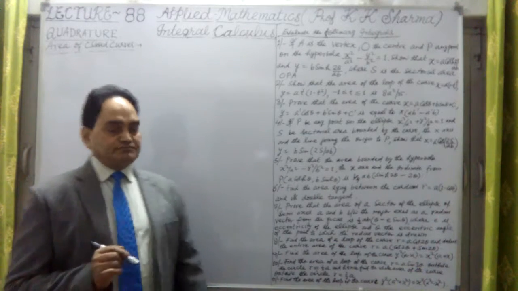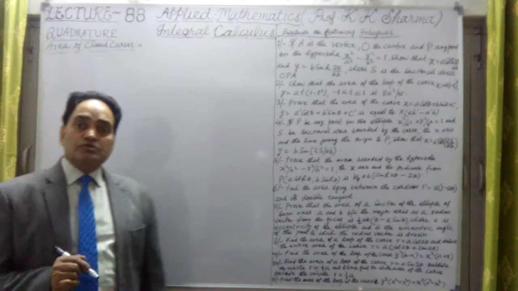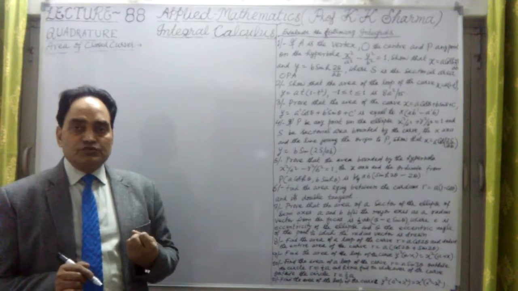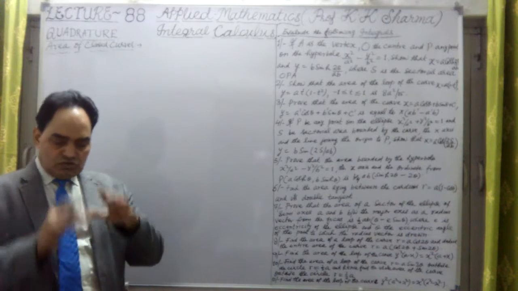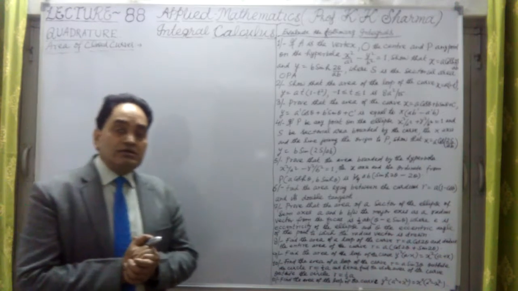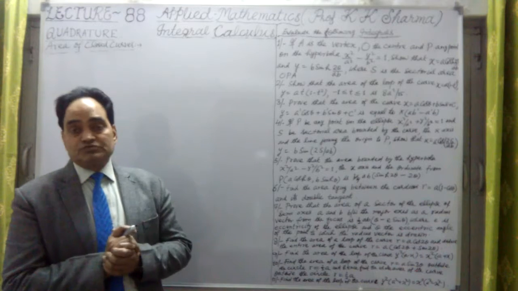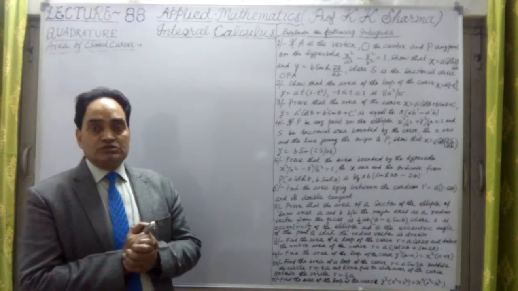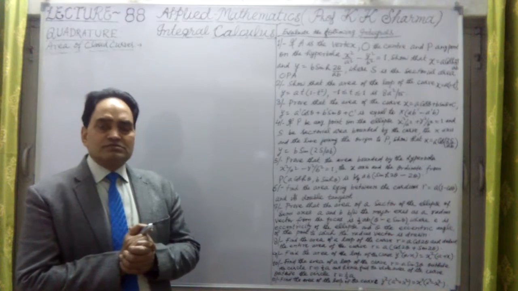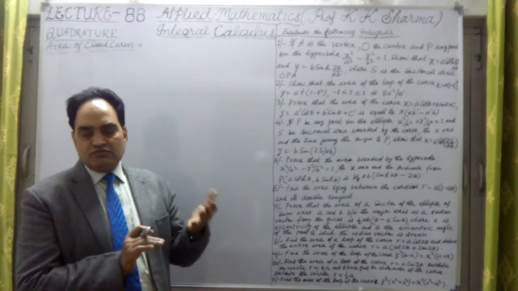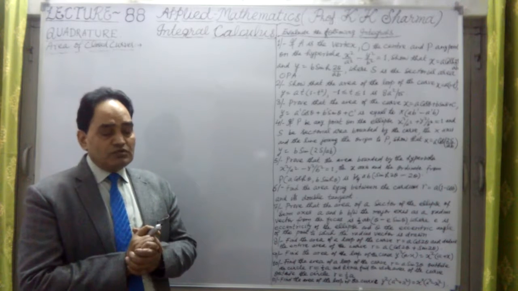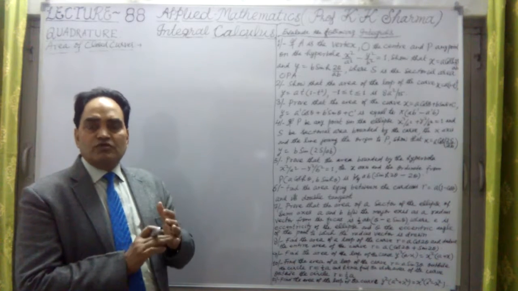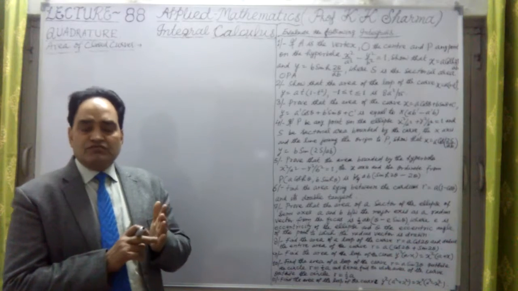Yes, hi guys. Today in this lecture series I'm talking about the area of closed curves. If a closed curve or closed figure is given, then we have to find the area of that closed curve. That is the point of today's discussion: the area of closed curves defined in parametric form, or it may be in Cartesian form, and sometimes in polar form. So let me define both the formulae, in polar form as well as in parametric form.